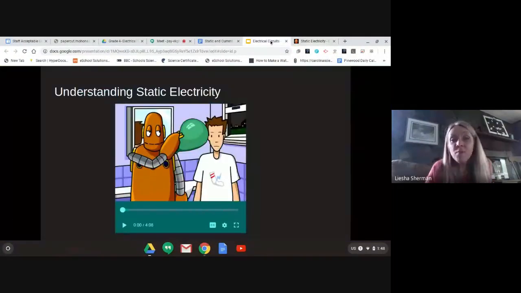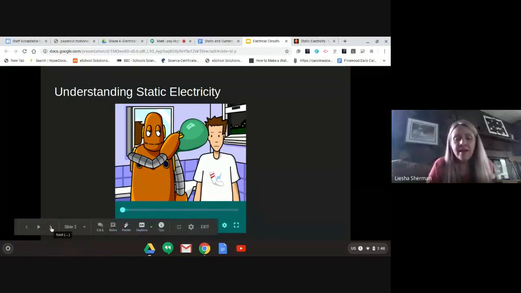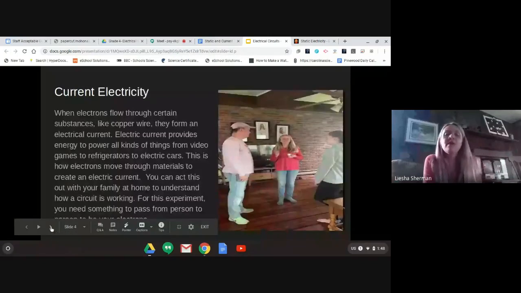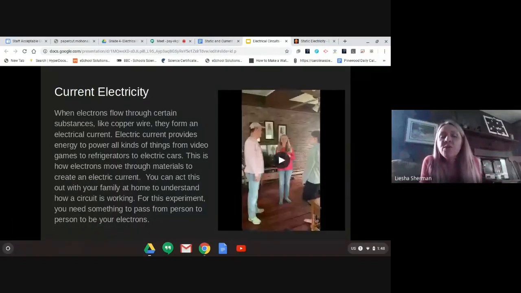Okay, so that's a little bit more about how static electricity is working in that experiment that you just did. Now, when we light a light bulb or we run any of our electronics in our house, we're using something called current electricity. When electrons flow through certain substances, like through a copper wire, they form an electric current. The electric current provides energy to power all kinds of things, from video games to refrigerators to electric cars.